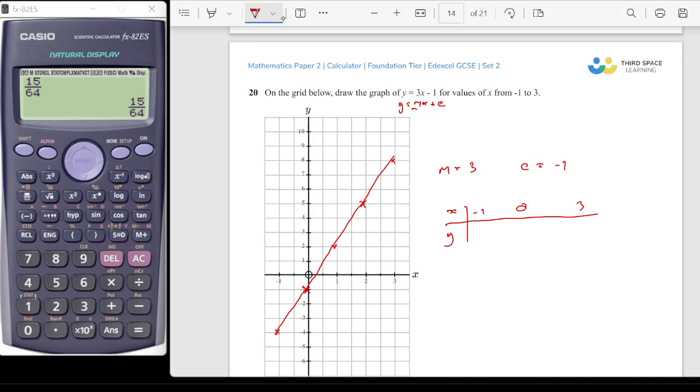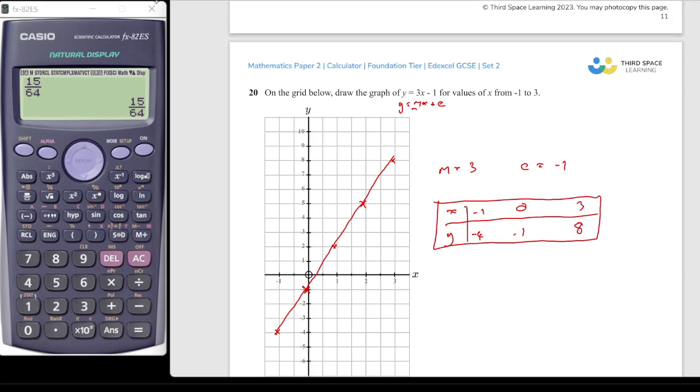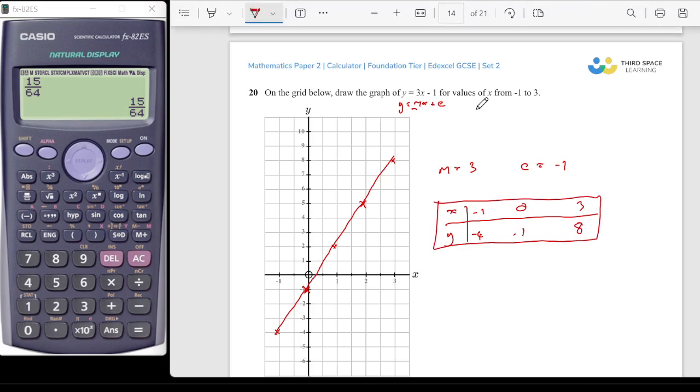So if x is minus 1, 3 times minus 1, that would be minus 4. When x is 0, we've got minus 1, and when x is 3, that would give us 9 minus 1, which would be 8. So that's called from a table of values, and we've done it. The way I did it first of all was from the equation of the line.